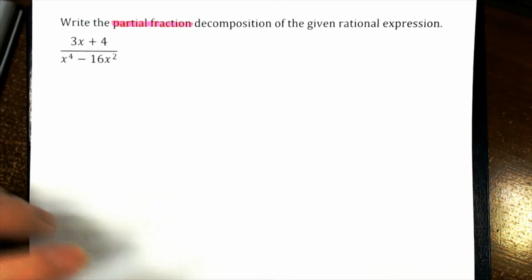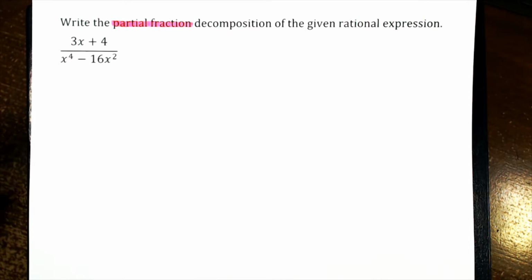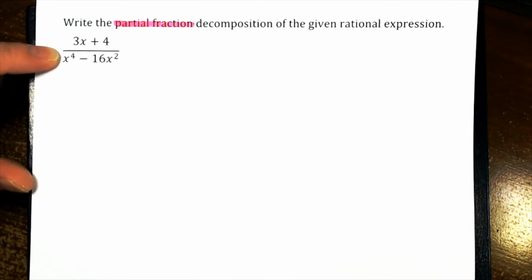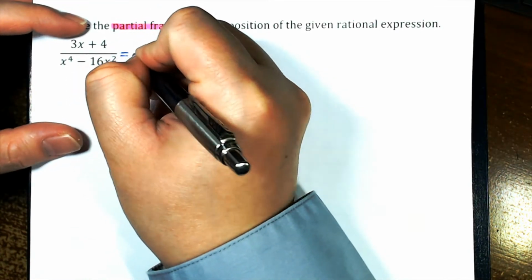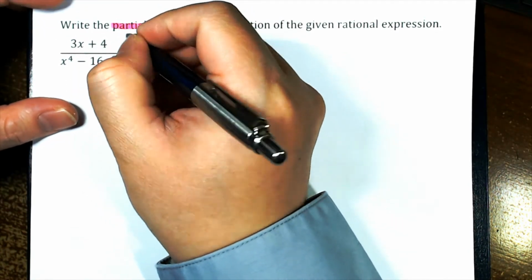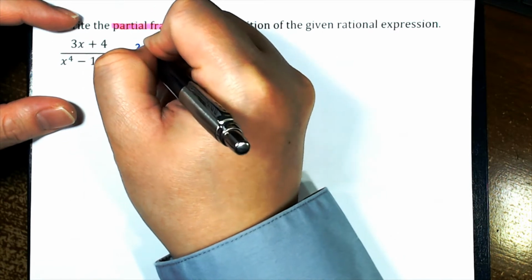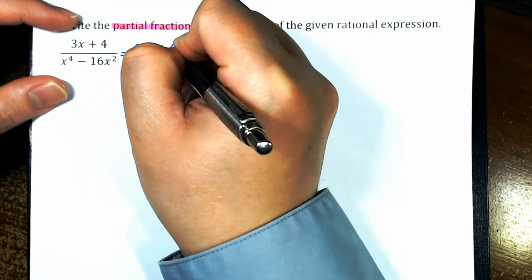Partial fraction. On this problem, the denominator is not factored, so we have to factor it first before we do the partial fraction. So we have 3x plus 4 on the top.